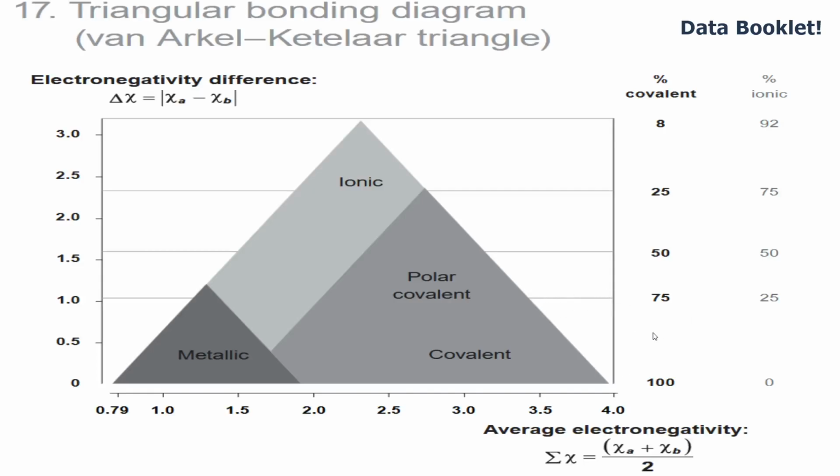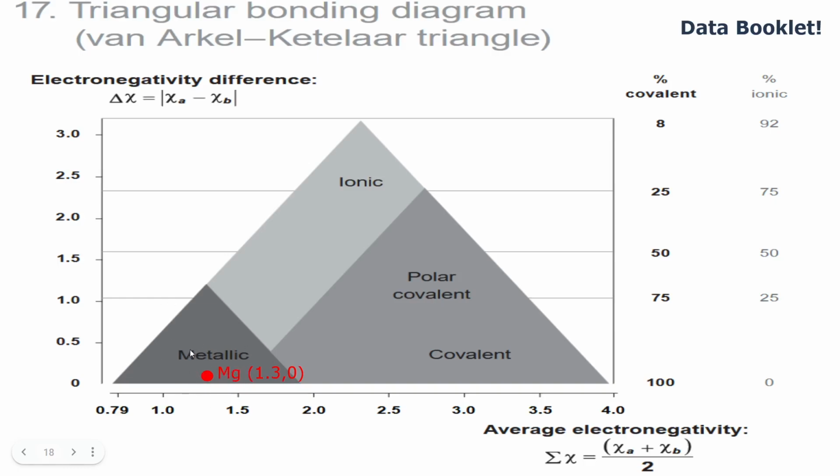So we've talked about a lot of bonding, but instead of thinking of them as specific instances, think of it more as a range, right? So this is a new data booklet section, and this is called the Van Arkel-Ketelaar triangle. It's the bonding triangle that shows you how these electronegativities, as we discussed at the beginning, correlate to how ionic, covalent, or metallic some bonding is going to be. On the y-axis, we're going to have the electronegativity difference between two atoms, and on the x-axis, we're going to have the average electronegativity, which is the sum of the electronegativities divided by 2. So we're going to start here with metallic bonding.